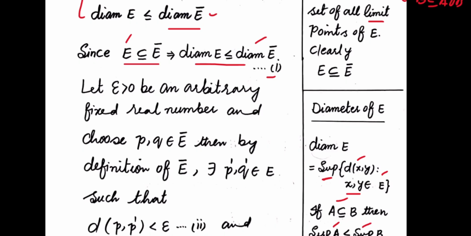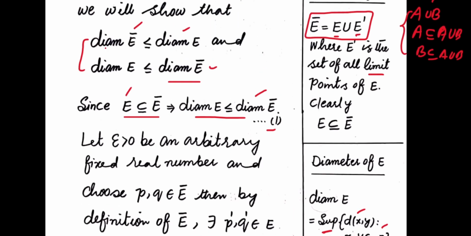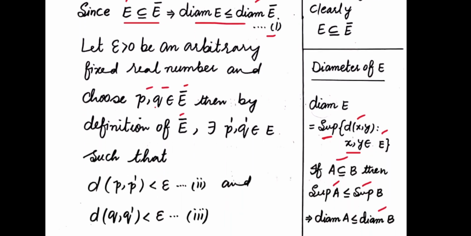Next we show that the diameter of E closure is less than or equal to the diameter of E, that is this part of the proof. For this, let epsilon be any fixed arbitrary real number, and we choose any 2 points P and Q from the left side, that is E closure. Choose P and Q to be 2 points of E closure. Then by definition of E closure, E closure is the union of the sets E and E dash, where E dash is the set of all limit points of E. It means when P and Q belong to E closure, then P and Q are limit points of set E.